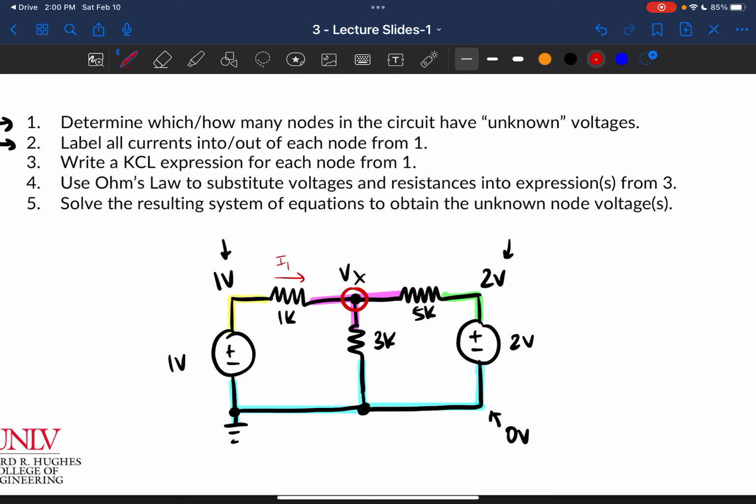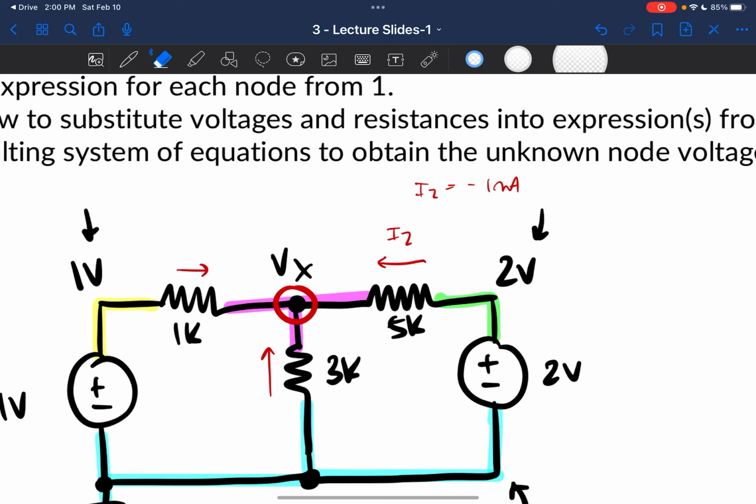We'll call that I1. It doesn't need to be coming in. I can label it going out if I wanted to. I could label them all going out, or I could label them all going in. I could do either one of these, and the math is going to work out such that, let's say later sometime I solve for I2 and I get something like I2 is equal to negative 1 milliamp. Well, what does that tell me? That basically just tells me that I really have 1 milliamp flowing in the opposite direction of how I originally defined it, okay?